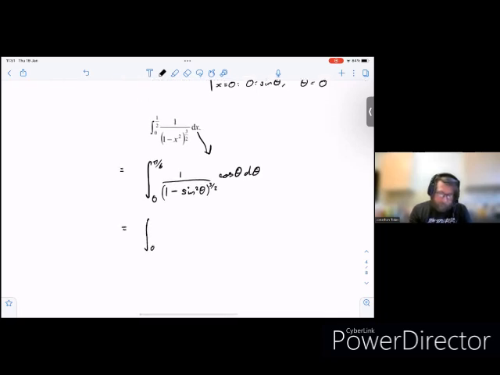So this is the integral from 0 to pi over 6. Okay, so 1 minus sine squared is cos squared. So this becomes 1 over cos squared to the 3 over 2.